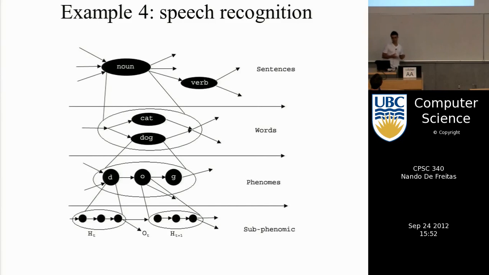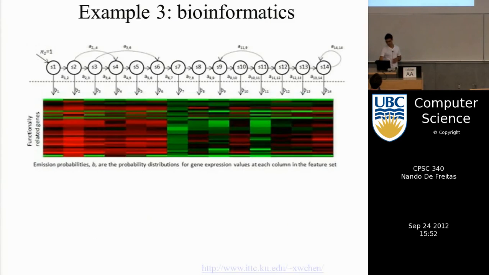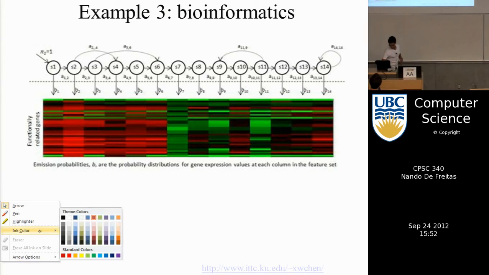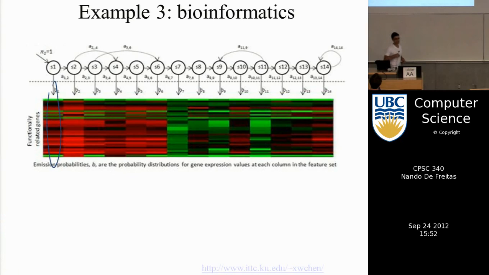In speech recognition, you start with sound waves. And then there is the hierarchical HMM where you start getting the phonemes, and then you get words, and then you can even get some syntax features, like noun phrases or verb phrases. And then also in bioinformatics, each of these could be a vector that indicates how much each gene gets expressed. And then given how much each gene is expressed, you're trying to determine some trait of the patient, how the patient is reacting to a treatment, for example.